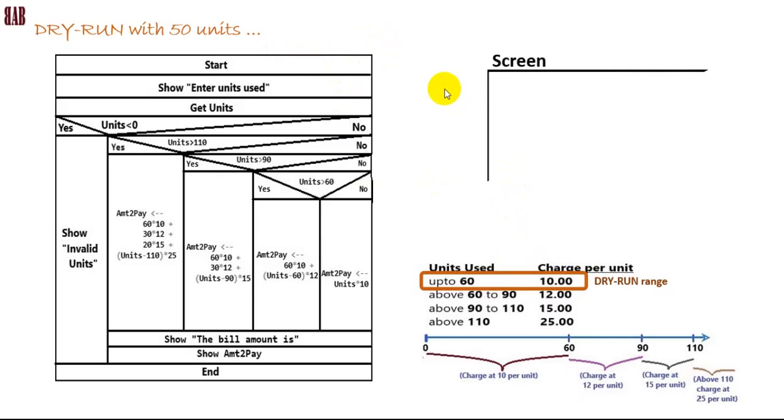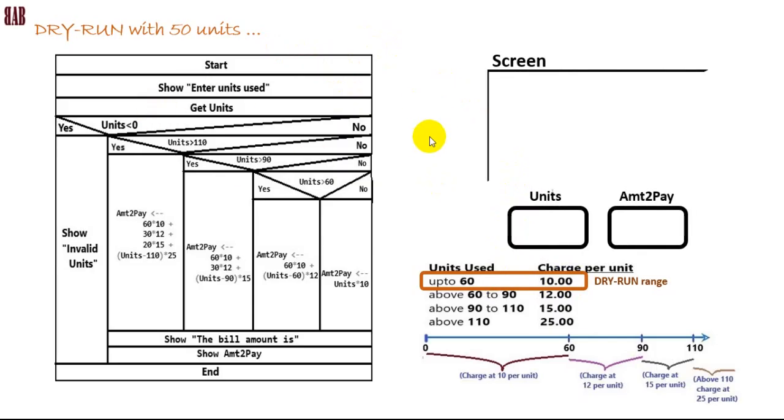So let's see. You have the screen, the units, and the amount to pay variables. Then you start. You go to this, enter units used. Then you come here, you get the units. Now we are going to enter 50. Okay, so you type 50, units will become 50.